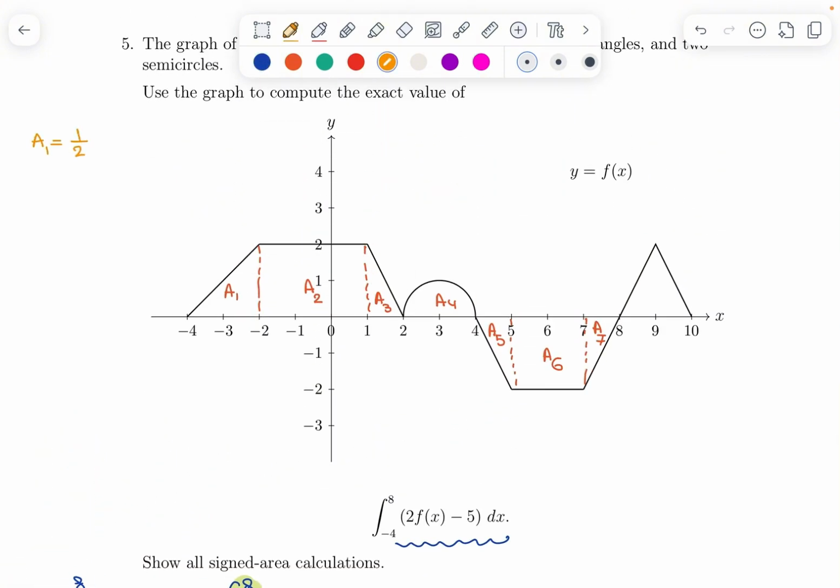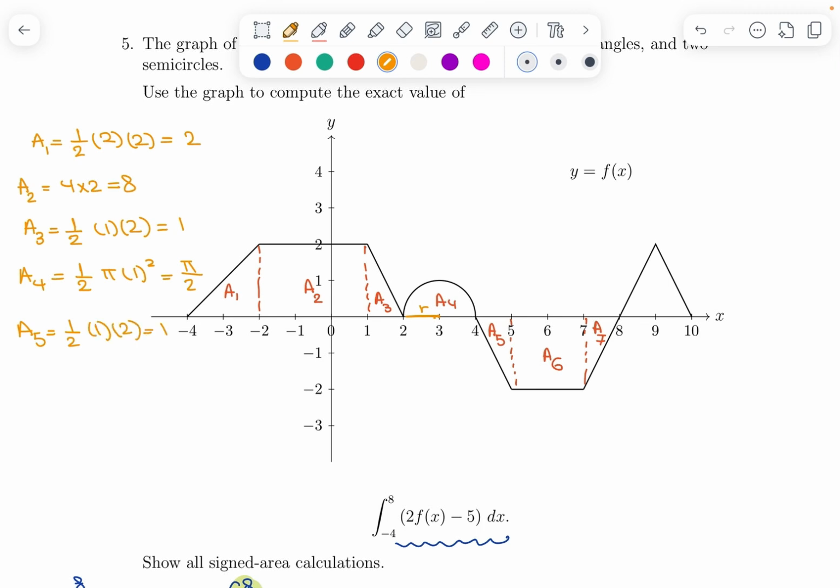So A1 would be 1/2 times 2 times 2, which is 2. A2 would be 4 times 2, which is 8. A3 would be 1/2 times 1 times 2, which is 1. A4 would be 1/2 pi, where r would be 1 squared, so it would be pi divided by 2. A5 would be 1/2 times 1 times 2, which is 1. A6 would be 2 times 2, which is 4. And A7 is 1/2 times 1 times 2, which is 1.